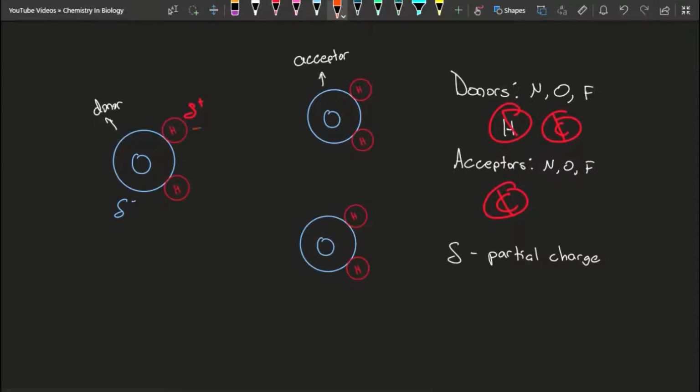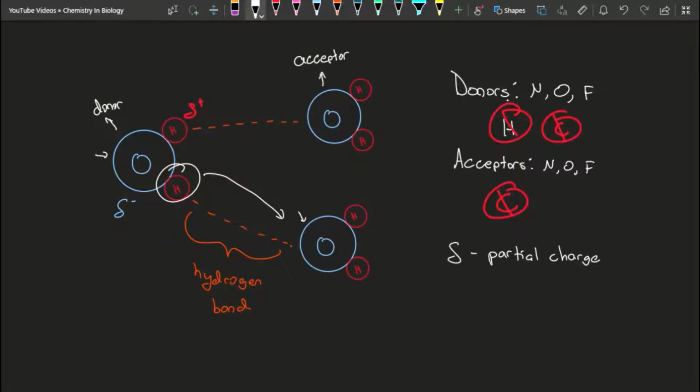As a result, this hydrogen will be attracted to the oxygen of another water molecule, and the same goes for here. This dotted line I'm drawing represents the hydrogen bond that is occurring between these two water molecules. In this instance, this hydrogen is being donated by this oxygen, and this oxygen will be accepting this hydrogen, which forms the hydrogen bond between these two water molecules.